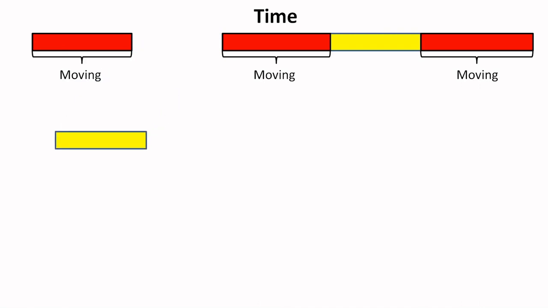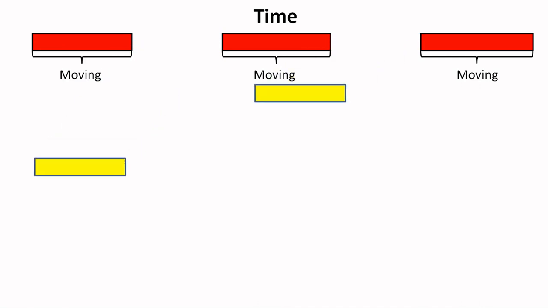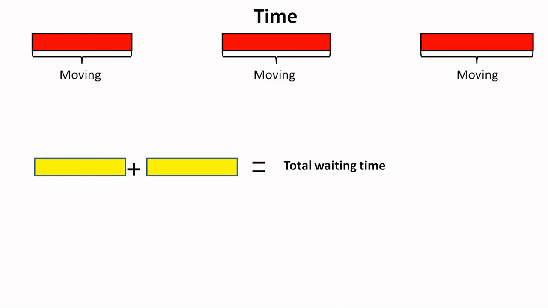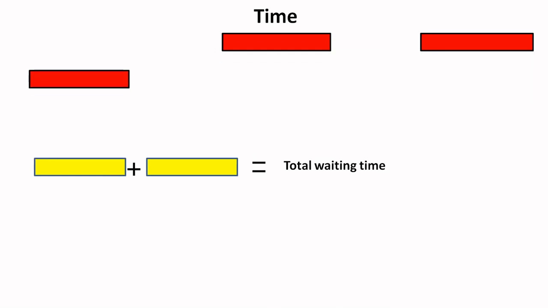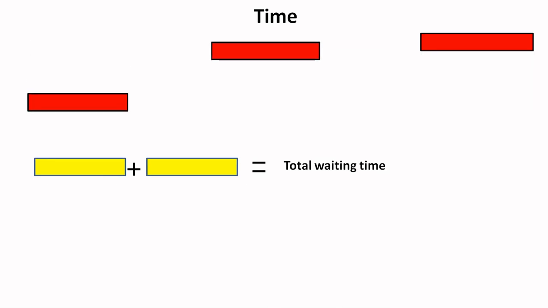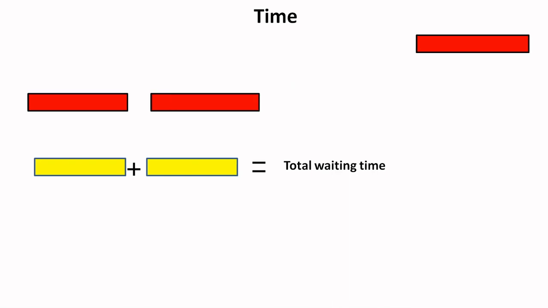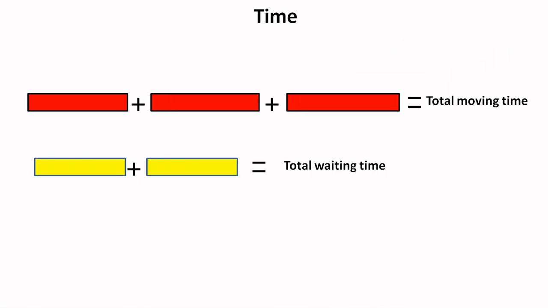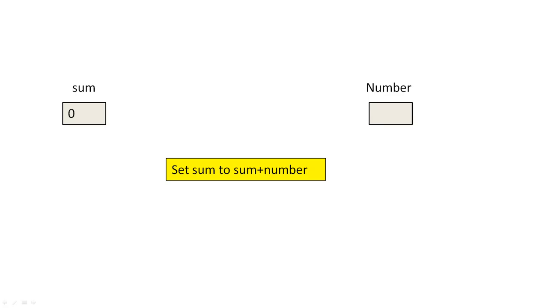We are now going to enhance our program and calculate the total time during which OD was stopped and the total time during which OD was moving. To do this, we must learn how to calculate the sum of many numbers. Let us assume that we want to find the sum of many numbers that we do not know in advance.